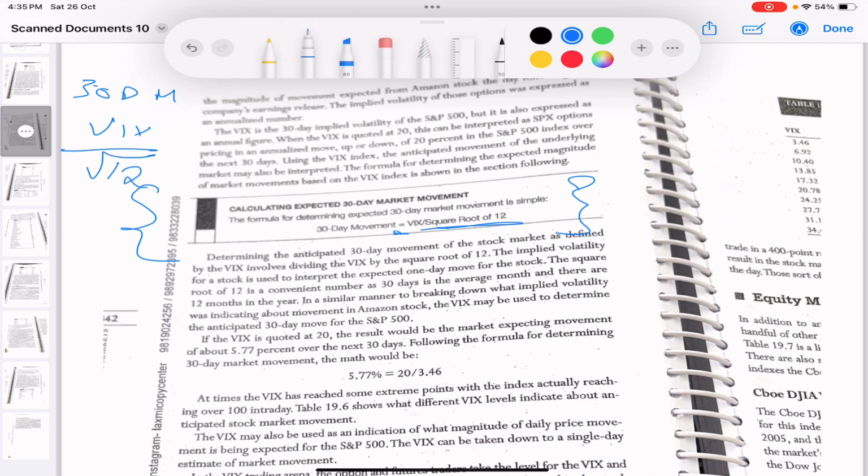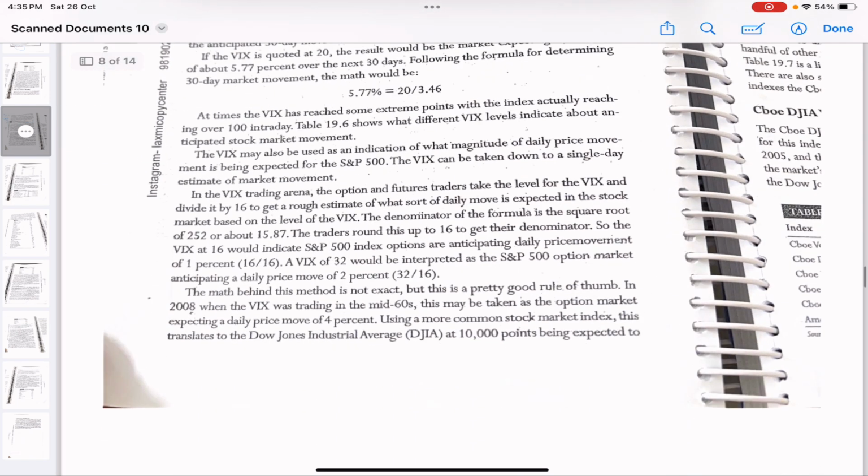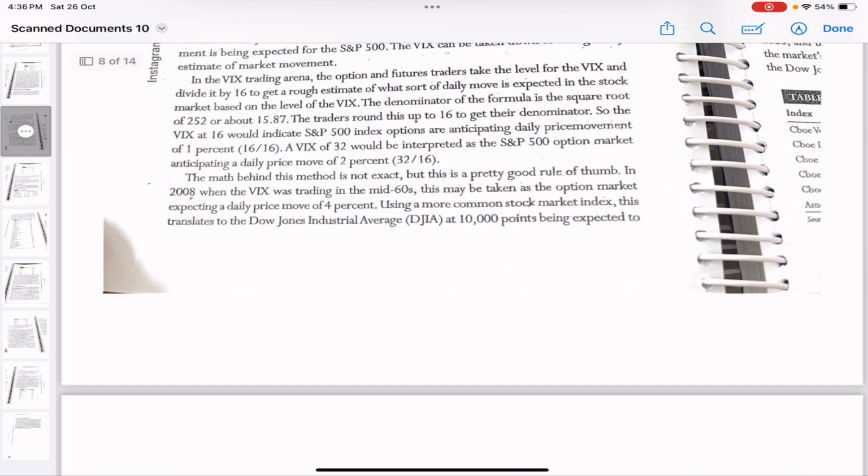Okay. So if there is an MCQ which says what is the formula of calculating the 30-day expected market movement, you are just coming up with the formula VIX divided by the square root of 12. Okay. So that's the formula, and the answer is going to be probably in percentage.